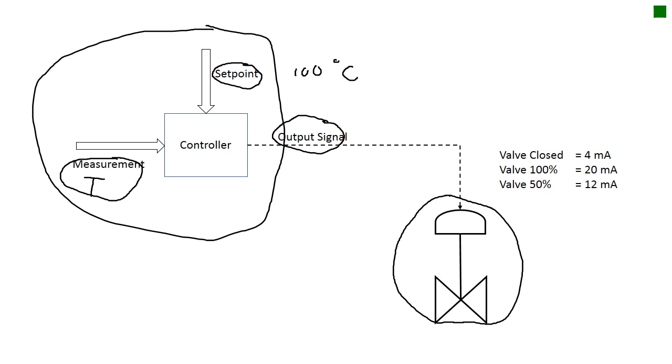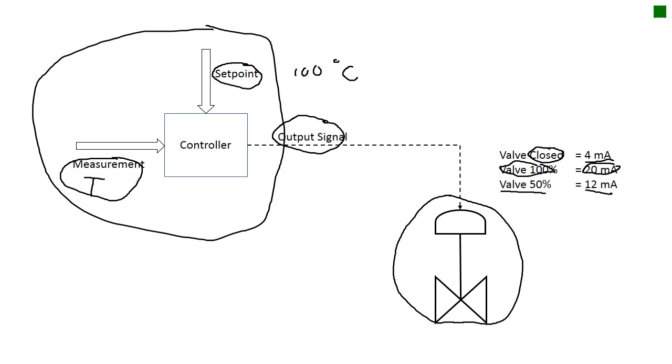So if we are using an output signal that's in current, the signal at 4 milliamps would tell it that the valve is all the way closed. At 20 milliamps, our valve would be 100% open. And at, say, 12 milliamps, which is halfway between 4 and 20, that would mean our valve is open at 50%. And this would be linearly interpolated between 4 and 20, so we can get a full range of valve openings.